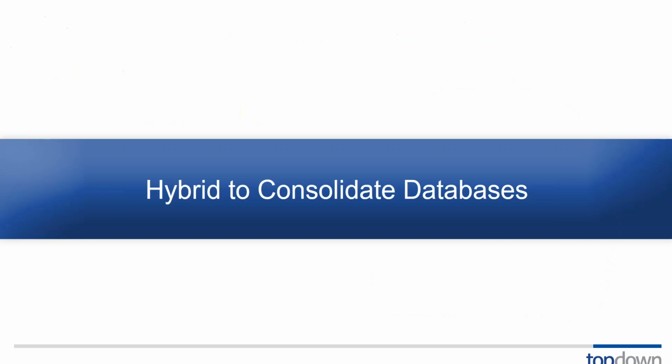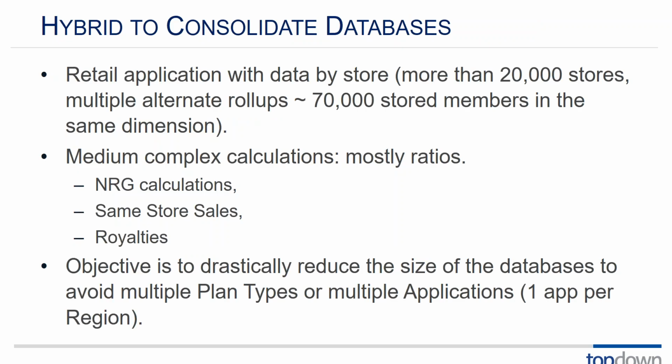So the next example, next slide, is how to use Hybrid to consolidate databases. That's a little more complex. In this example, we have an application for retail where they have data by store. They have approximately 20,000 stores, actually closer to 30,000 stores. They have multiple alternate rollups. So if I look at my store dimension, I have almost 70,000 stored members. So when I aggregate this dimension, it is really painful.